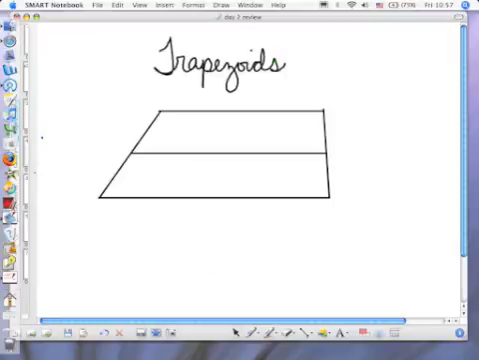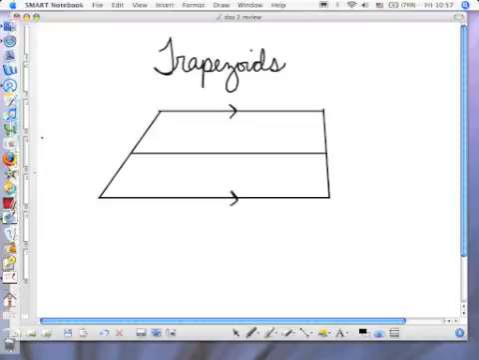It talks about trapezoids, another special quadrilateral. Now let's talk about, real quick, the characteristics of trapezoids. It's got 1 pair of parallel sides. Those 2 sides are called the bases. The other 2 sides are called the legs. It's a trapezoid, but it's not isosceles.